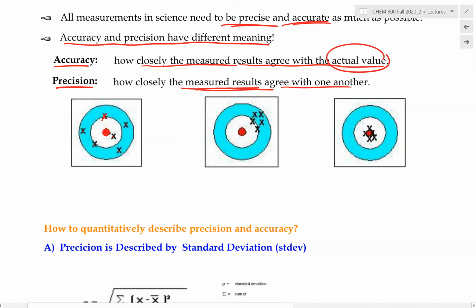Now, let's focus on the word precision first. Would we use the word precision to describe this set of results right here? And clearly, the answer is no. The reason is that all of these data points are very far apart from each other. So therefore, this is imprecise.